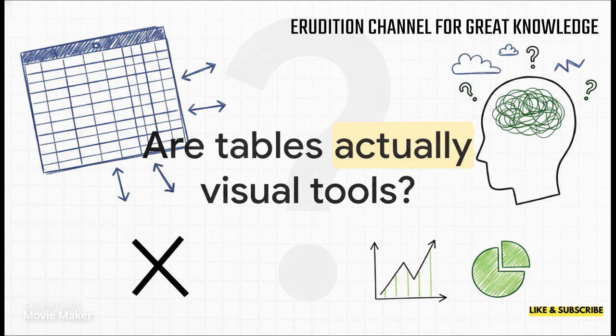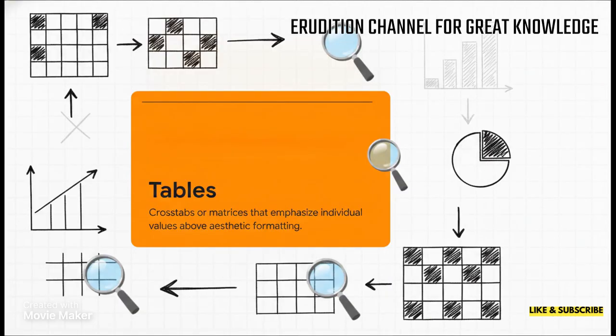We just assume that because data is arranged in a nice little grid, our visual processing centers are doing the heavy lifting. But are tables actually visual tools? Well, the short answer is no, not inherently. And this profound misunderstanding is exactly why so many reports completely overwhelm their audiences instead of actually informing them. So, to understand why, we really need to define what we're actually looking at.